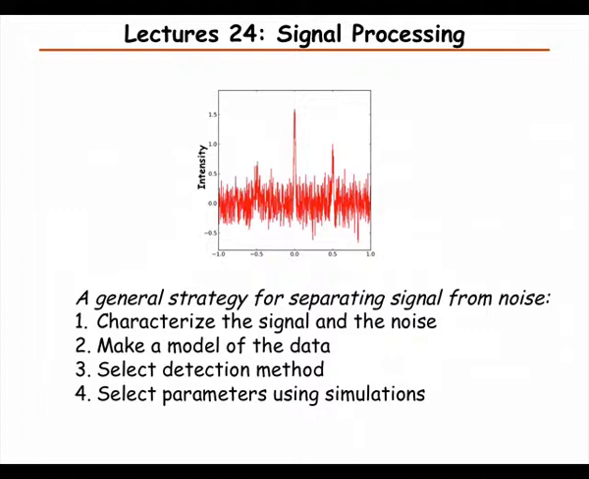Then the 24th lecture will be on signal processing. It will be about the case when you can represent your measurements as noise, and then you have a few peaks. In this case, we can probably see that there are three peaks, but this last one is a little bit difficult to discern because it's very close to the noise.